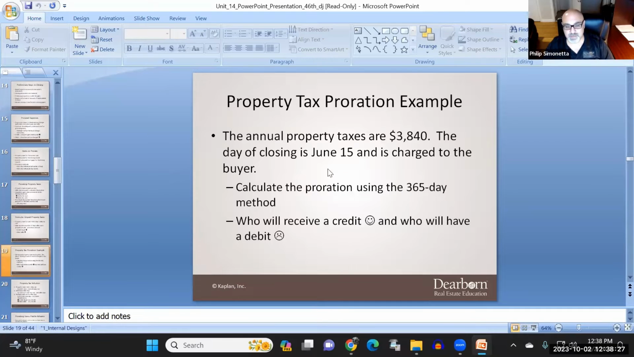Now watch. Let's use this calculation. The annual property taxes are $3,840. The day of the closing is June 15th and is charged to the buyer. That means the buyer owns the 15th, so the seller only has to June 14th, right? Because if the buyer owns the 15th, the seller owes the taxes to the 14th. So calculate the prorations using the 365-day method. Who will receive a credit and who will receive a debit? Take a minute and figure that out. Do you want to try to work on that? Yes, I got it. Okay, go ahead.